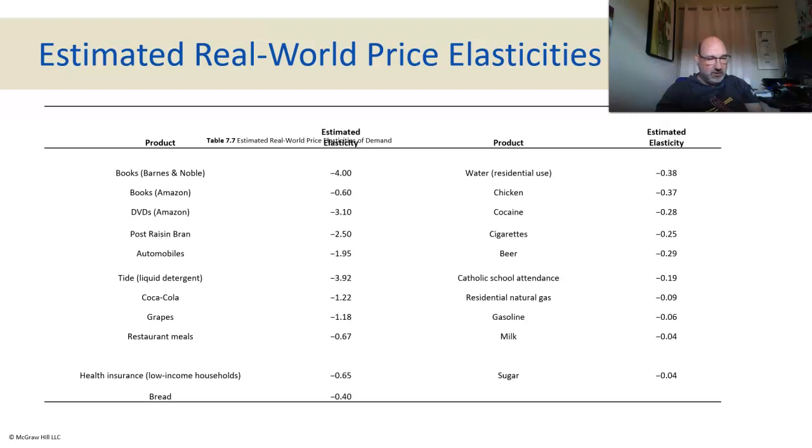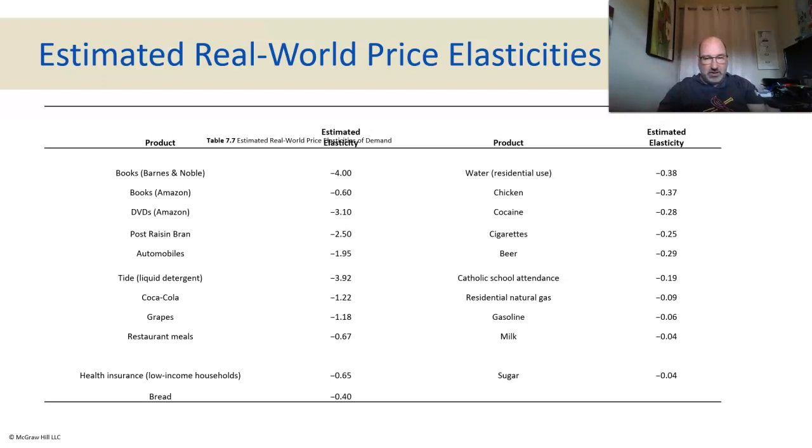Health insurance, low income households at 0.65, bread at 0.4, which is way off from what they had. Water for residential use at 0.38, chicken at 0.37, cocaine at 0.28, cigarettes at 0.25, beer at 0.29, way different than 0.9. Catholic school attendance at 1.19, residential natural gas at 0.09, gas at 0.06, milk at 0.04, and sugar at 0.04.